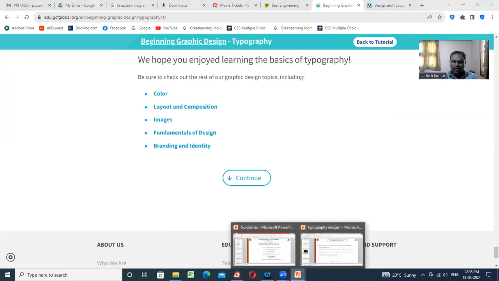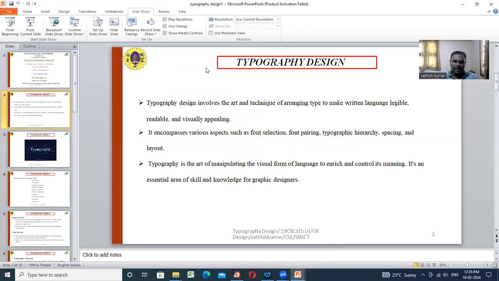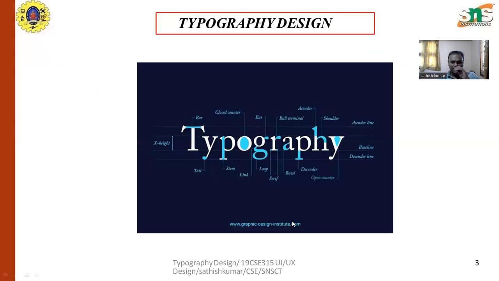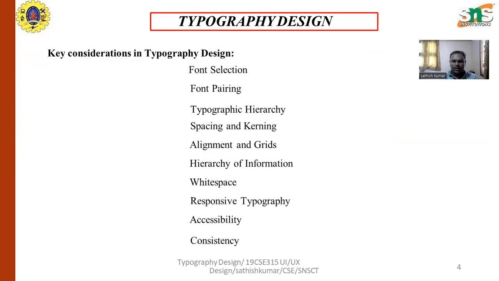Now we come to typography anatomy: x-height, bar, closed counter, tail, stem, link, loop. The key considerations in typography design are font selection, font pairing, typographic hierarchy, spacing and kerning, alignment and grids, hierarchy of information, white space, responsive typography, and accessibility and consistency.